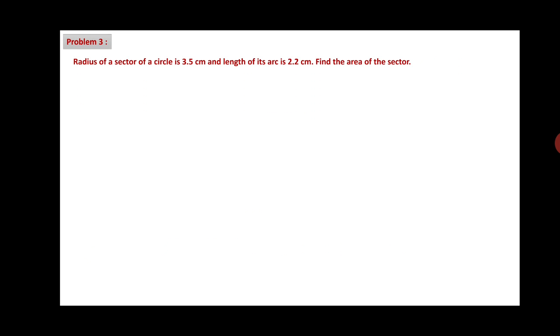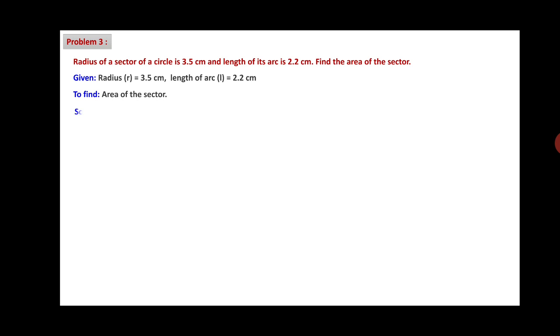Friends, let us consider third problem. Radius of the sector of a circle is 3.5 centimeter and the length of its arc is 2.2 centimeter. Find the area of the sector. Friends, it is given that radius r is 3.5 centimeter, length of the arc L is 2.2 centimeter.